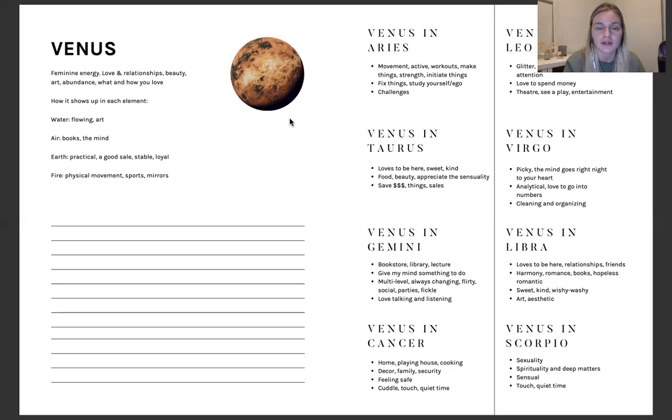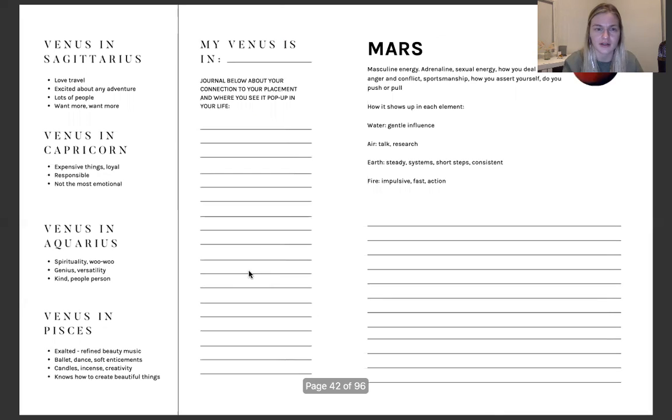And then on the next page, these lines are always here for notes, because I might say something that's not written down. I never know what I say. That's a Gemini thing. I forget what I say sometimes. But write down what your Venus sign is, and then journal how it really connects with you, like, yeah, I really do love those things, or yeah, I really look for those things.